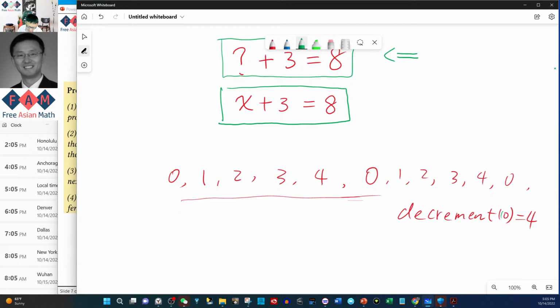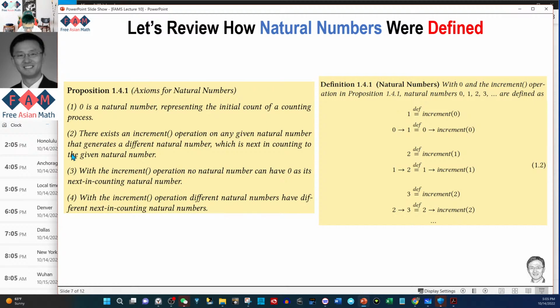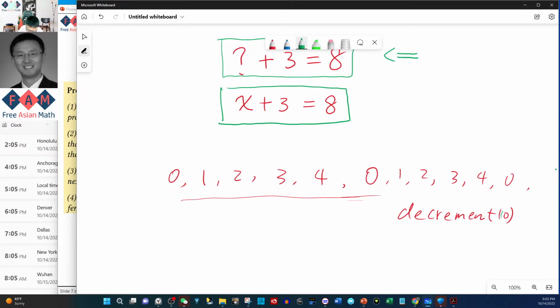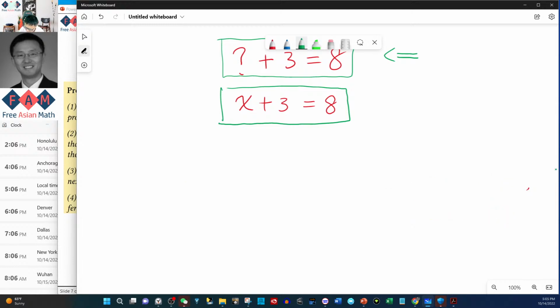So now with axiom number 3, we know no natural number can have 0 as its next in counting. Therefore, no number plus 1 would be 0. And as a result, decrement 0 does not make sense. Okay? So we prevent this from our definition in the first place. Decrement of 0 is ill-defined. We cannot do that. And we will see what the practical meaning of this is.